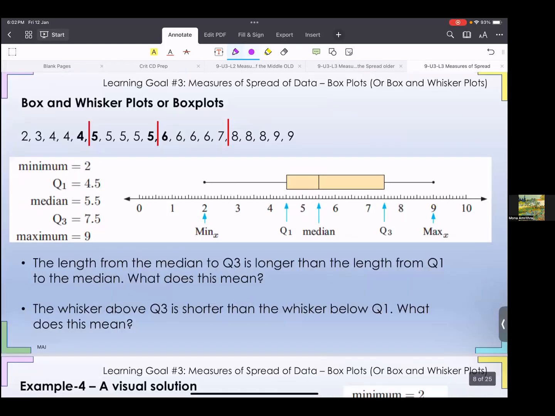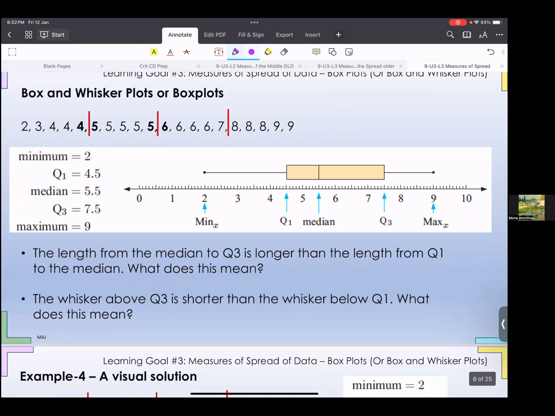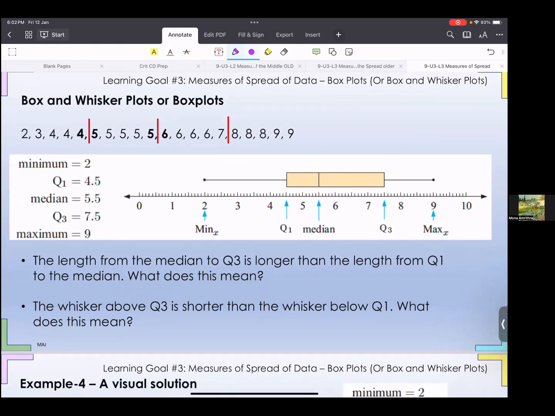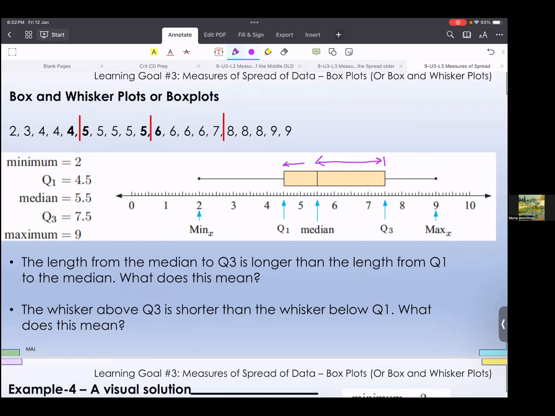Okay, and just some small interpretation questions here. The length from the median to quartile 3 is longer, so this length. Oops, this length is longer than the length from quartile 1 to the median. So what does that mean? That means 25% of the data is between 4.5 and, I think this was 5.5, right? So this is 5.5, this was 4.5.